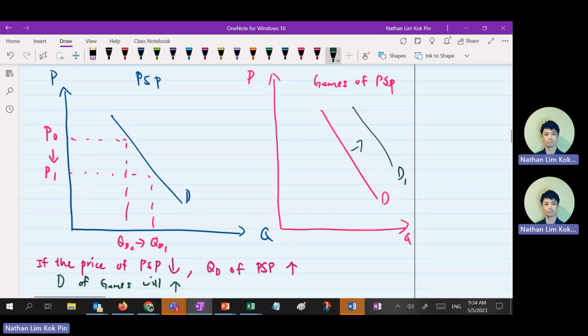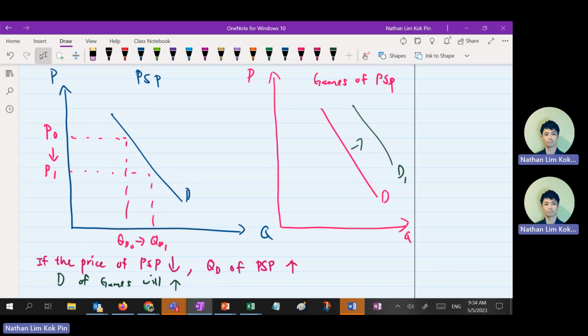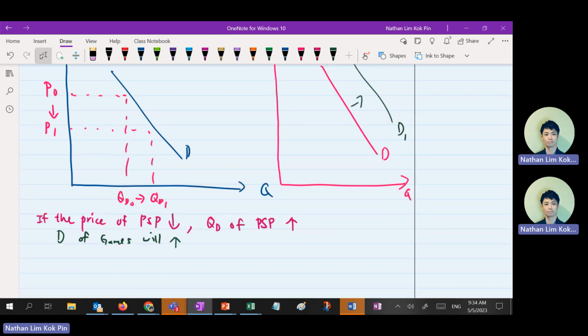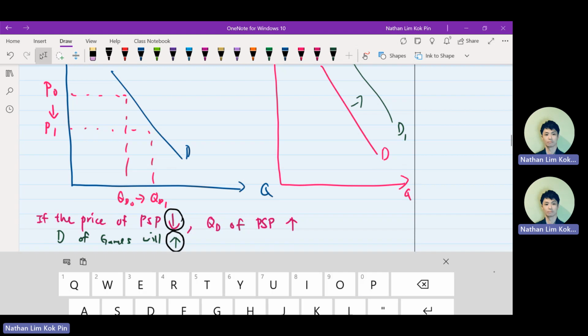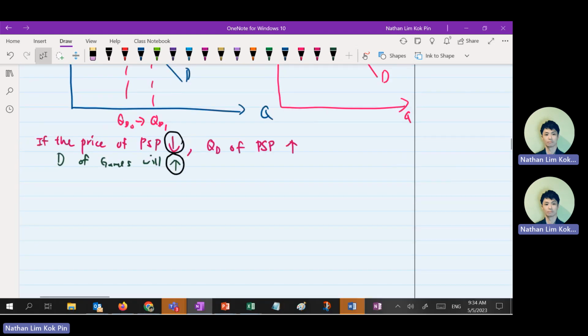Because now, for example, your mother sees there's a discount for PSP. Oh yeah, buy PSP. Then no game, so have to buy more games. Then the demand for games will also increase. Make sense? This one is showing what? The price of complements and the demand are in opposite directions. Opposite direction means what relationship? Negative relationship. So they are always a negative relationship.